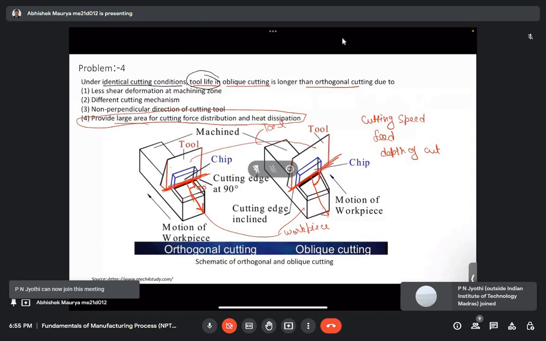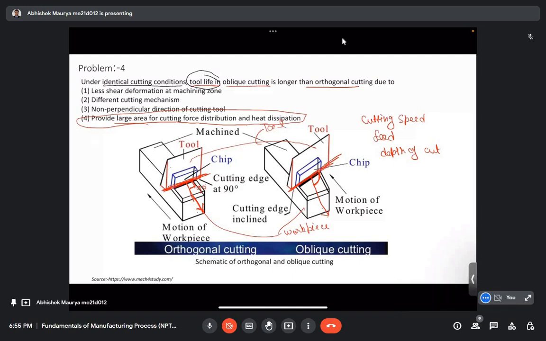So I think I have explained the solution of this question. Still, if you have any doubt, please let me know. Otherwise, we will move to the next question. Okay, it seems there is no doubt. So let's quickly move to the next question.